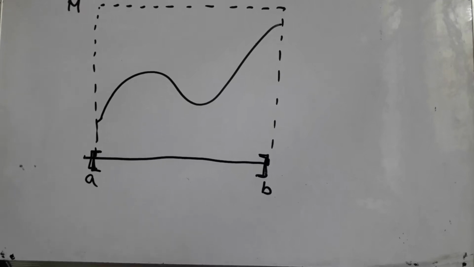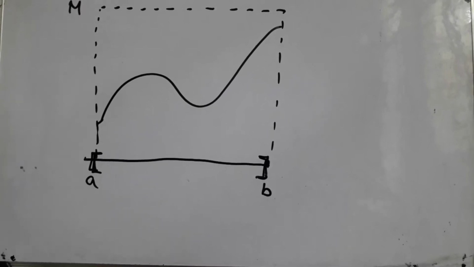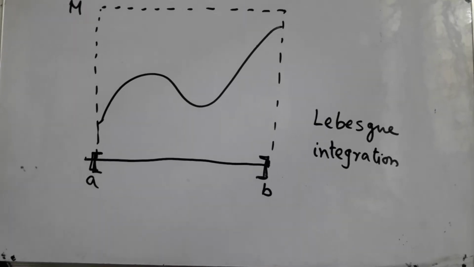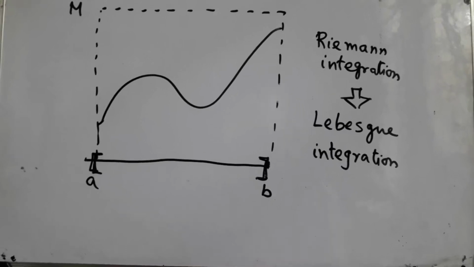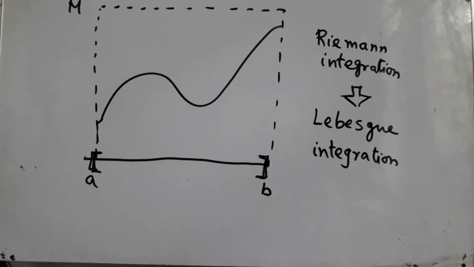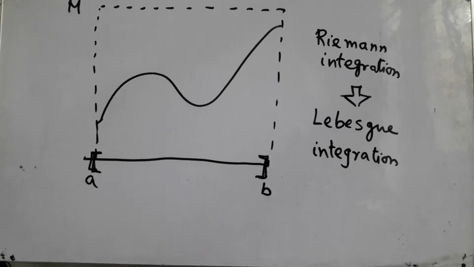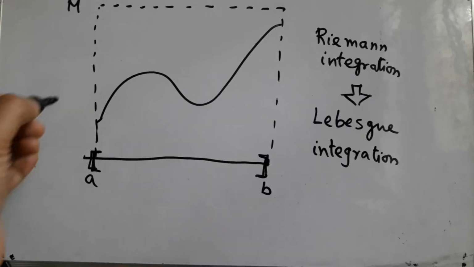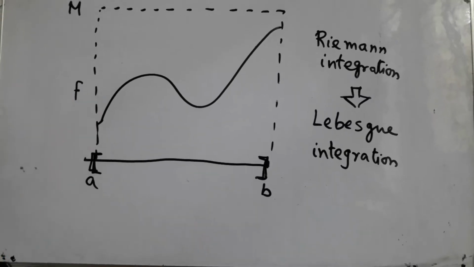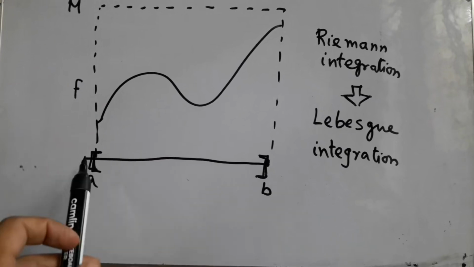Starting from this video, we shall explore how we can arrive at the concept of Lebesgue integration from that of Riemann integration. So first let us recall what Riemann integration does. Suppose I have a function which I shall call f defined over a closed bounded interval ab.